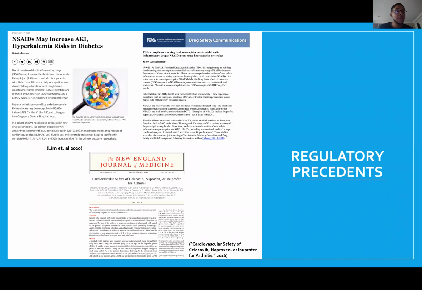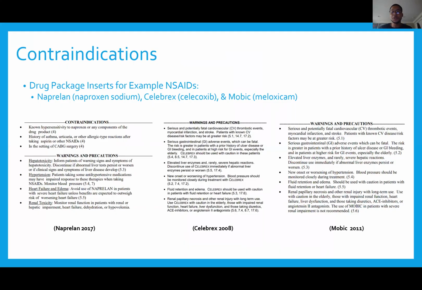Likewise, in the top left, a very similar situation, but in this case looking at those with diabetes, who had increased AKI, which stands for acute kidney injury, along with hyperkalemia, once they were given this NSAID. Along with stronger advisory warnings being put in place in recent years, they've also been translating this to more mandated precautions on drug package inserts for the manufacturers producing these NSAIDs. In this case, we see Naprelan, Celebrex, and Mobic. These are just 3 examples of different NSAIDs that I found online.